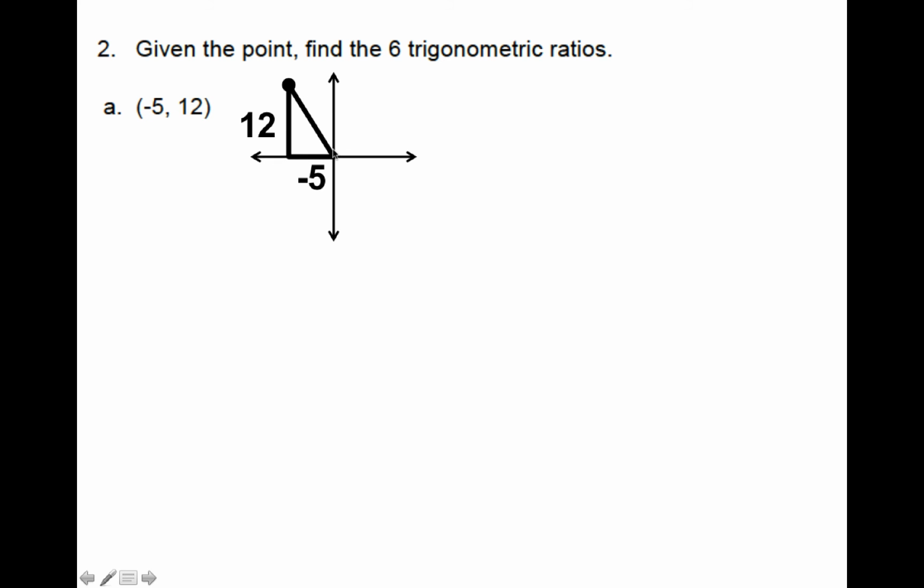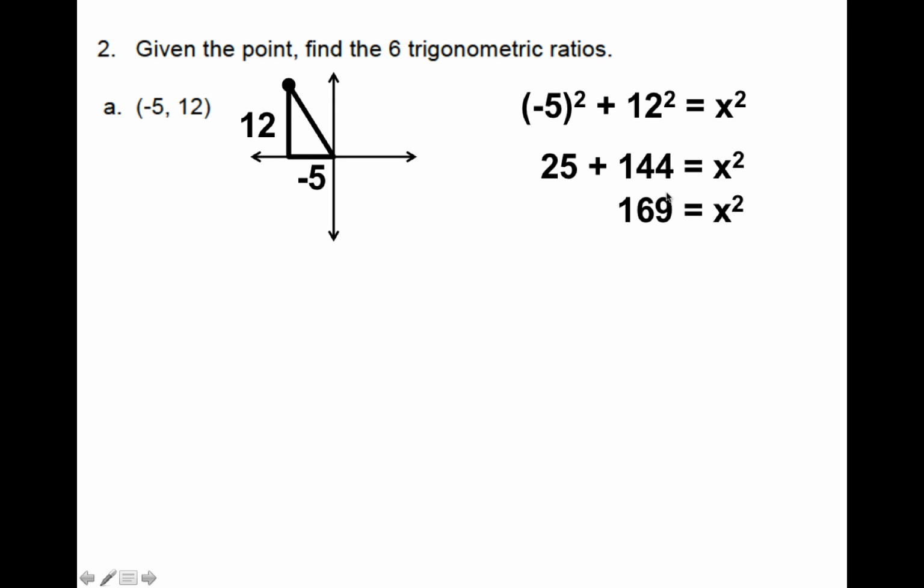Notice we don't know the hypotenuse. So this is where we would do the Pythagorean theorem. So it's leg squared plus leg squared equals hypotenuse squared. My legs are negative 5 and 12. So negative 5 squared plus 12 squared equals the hypotenuse squared. That's what we're solving for this time. When you square negative 5, it becomes positive 25, plus 144 equals x squared. When you add that, you're going to get 169. You square root both sides, you're going to get 13. So the hypotenuse is 13.